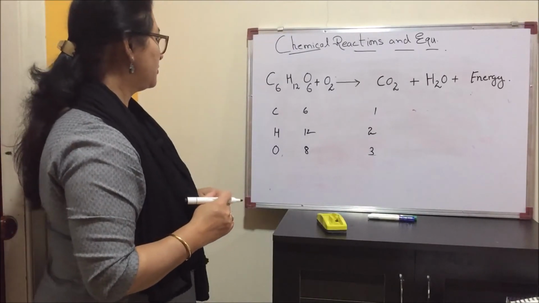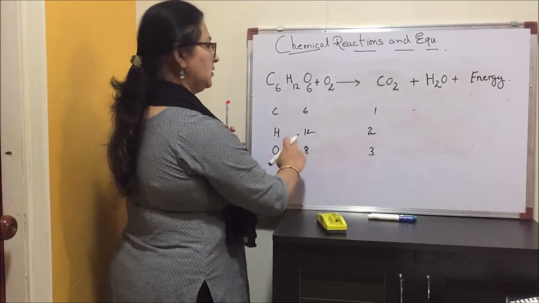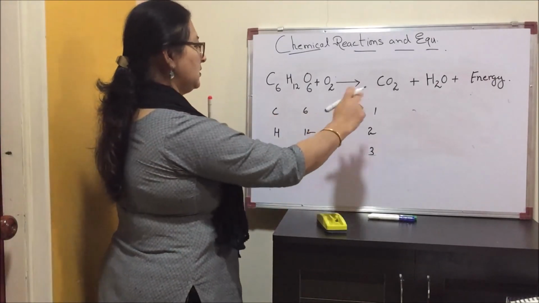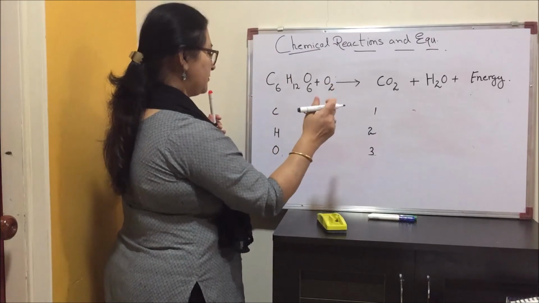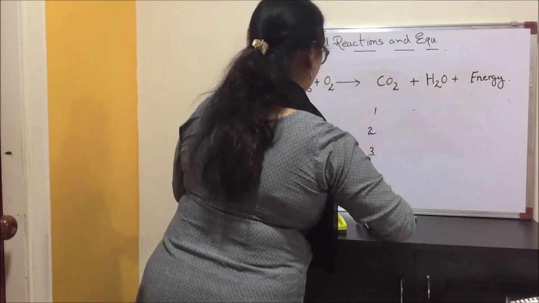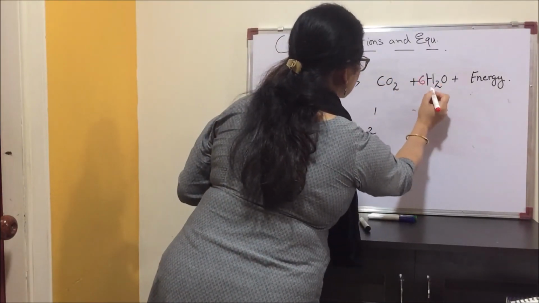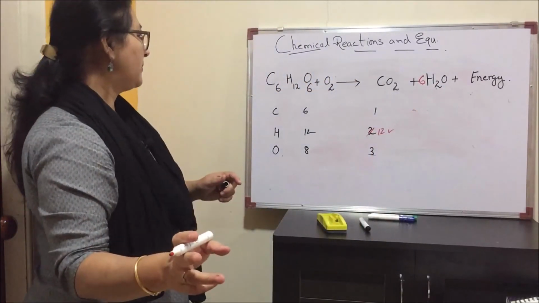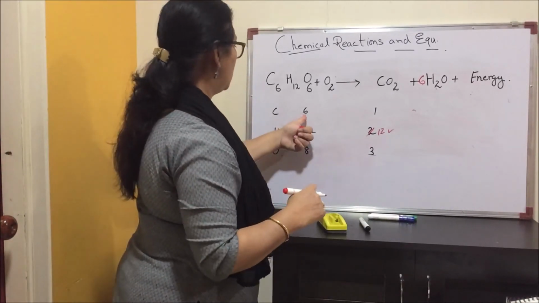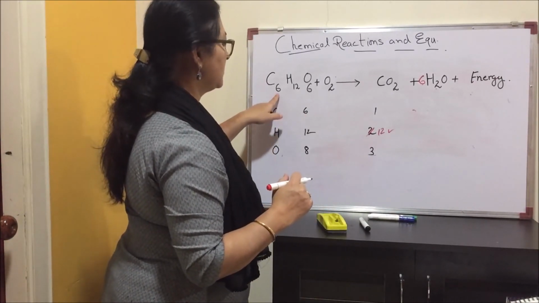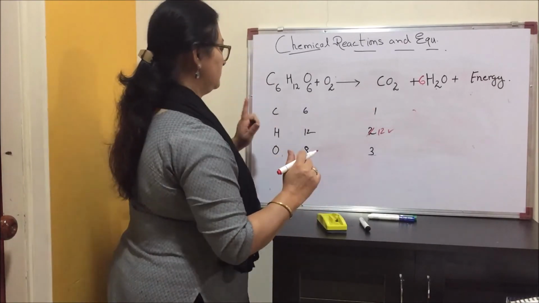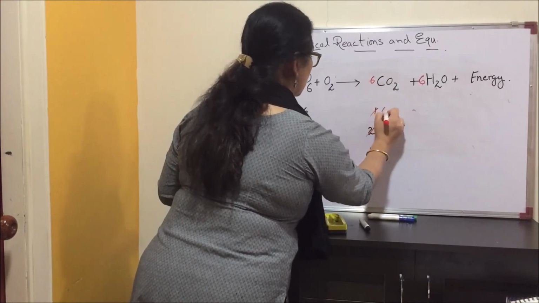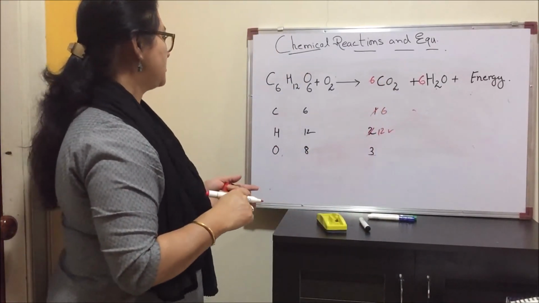Clear? Now what do you have to do? Let's start with hydrogen because it has more atoms. Over here hydrogen is 12, so multiply with 6. If I multiply with 6, I will get 6 into 2, 12. So the hydrogen has been balanced. Now let's see the carbon, right? Carbon here 6, here 1. It is easy to balance, so I am taking carbon first. I'll write 6 here. So carbon got balanced.